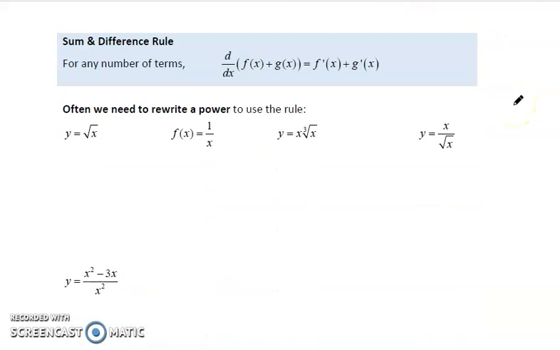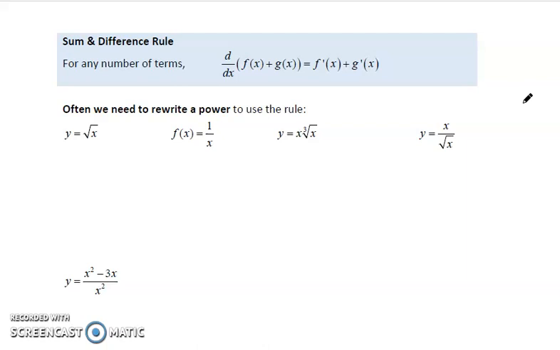And the sum and difference rule is also very straightforward. All it says is that if you're taking the derivative of a long polynomial, like a trinomial or a binomial or anything like that, you just take the derivative of each individual piece of your polynomial. You apply the derivative rules, whatever they may be, however many terms you have there. It's very straightforward. Now the examples on the bottom of page 29, some of those are rather tricky.